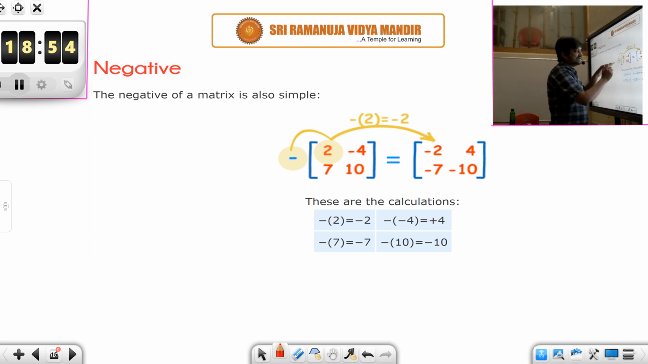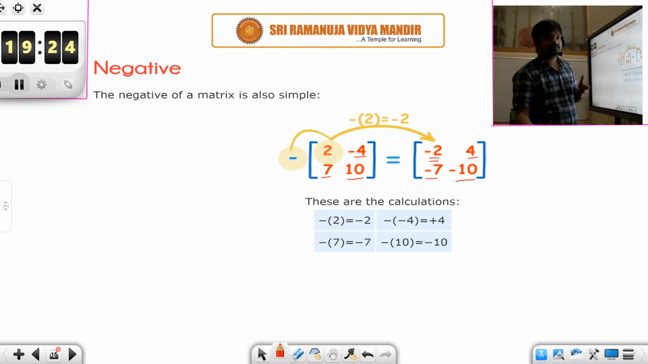Negative of a matrix means we should flip the sign of each and every element of the matrix. Here there is 2 present, so after performing the negative operation, it becomes minus 2. Here minus 4 is present, so after performing negative, it turns 4. Here 7 is present, so it turns to minus 7. And here 10 is present, so it turns minus 10. So these are the calculations. The negative just flips the sign. If the entry is positive, it turns negative. If the entry is negative, it turns positive.